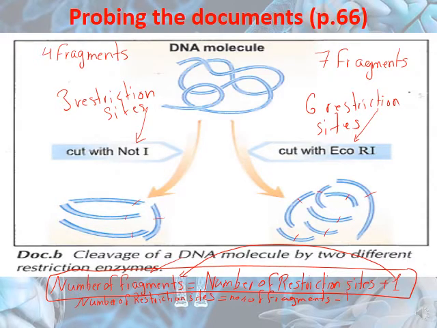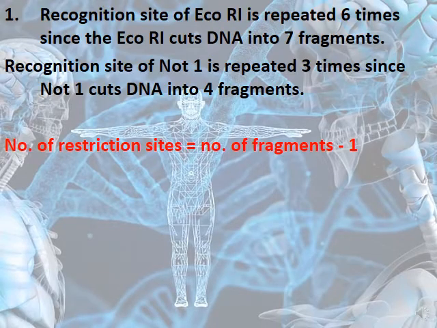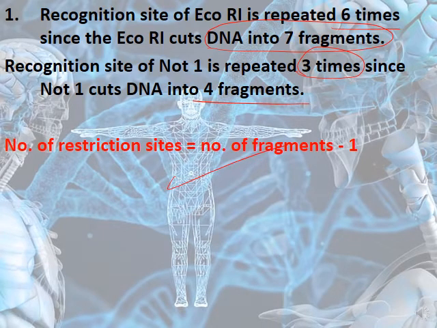So let's talk about this. The recognition site of EcoR1 is repeated six times, since EcoR1 cuts the DNA into 7 fragments, whereas the recognition site of NOT1 is repeated 3 times. Why? Because NOT1 cuts the DNA into 4 fragments. You have to use this formula: the number of restriction sites is equal to the number of fragments minus 1.